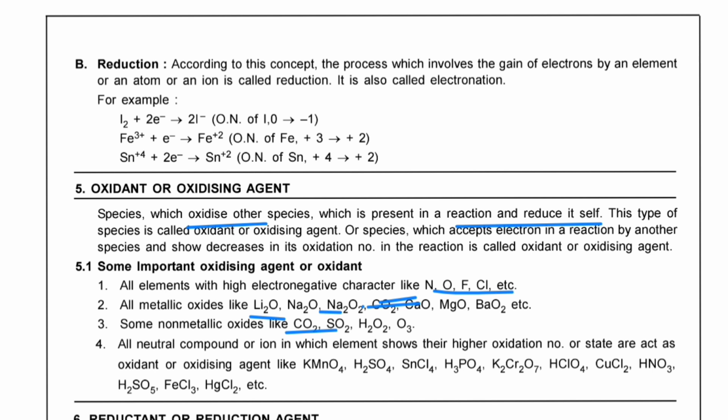Neutral compounds, like KMnO4 and H2SO4 written here, are examples of oxidizing agents.